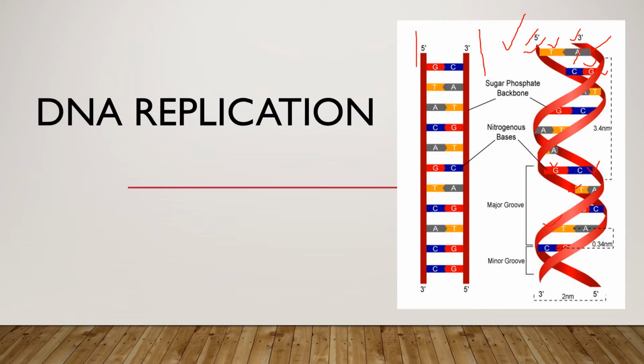Both the strands will have opposite polarity. One strand will run in 5' to 3' direction. The other strand will run in 3' to 5' direction. And this polarity plays an important role in DNA replication.